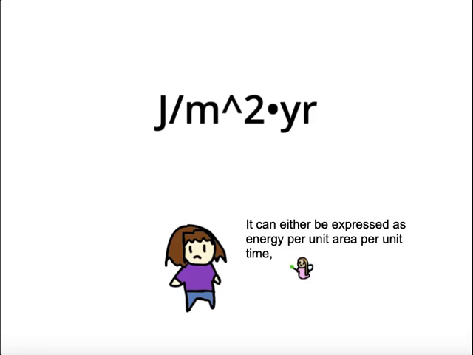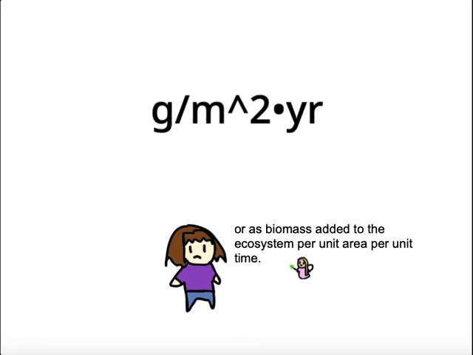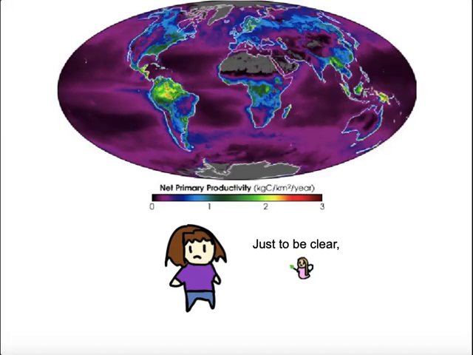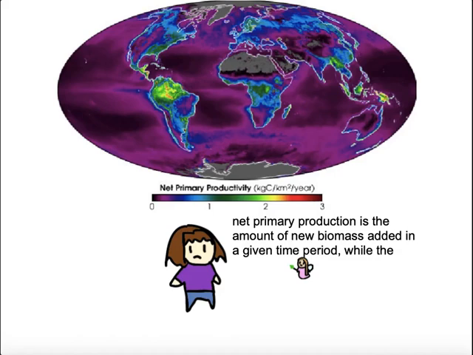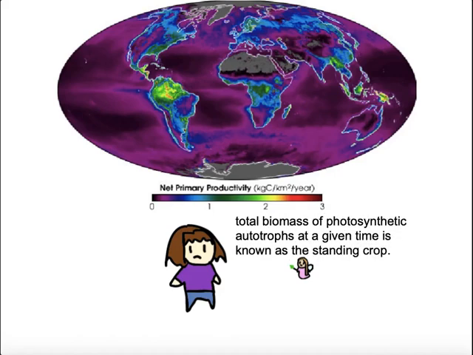It can either be expressed as energy per unit area per unit time, or as biomass added to the ecosystem per unit area per unit time. Just to be clear, net primary production is the amount of new biomass added in a given time period, while the total biomass of photosynthetic autotrophs at a given time is known as the standing crop.